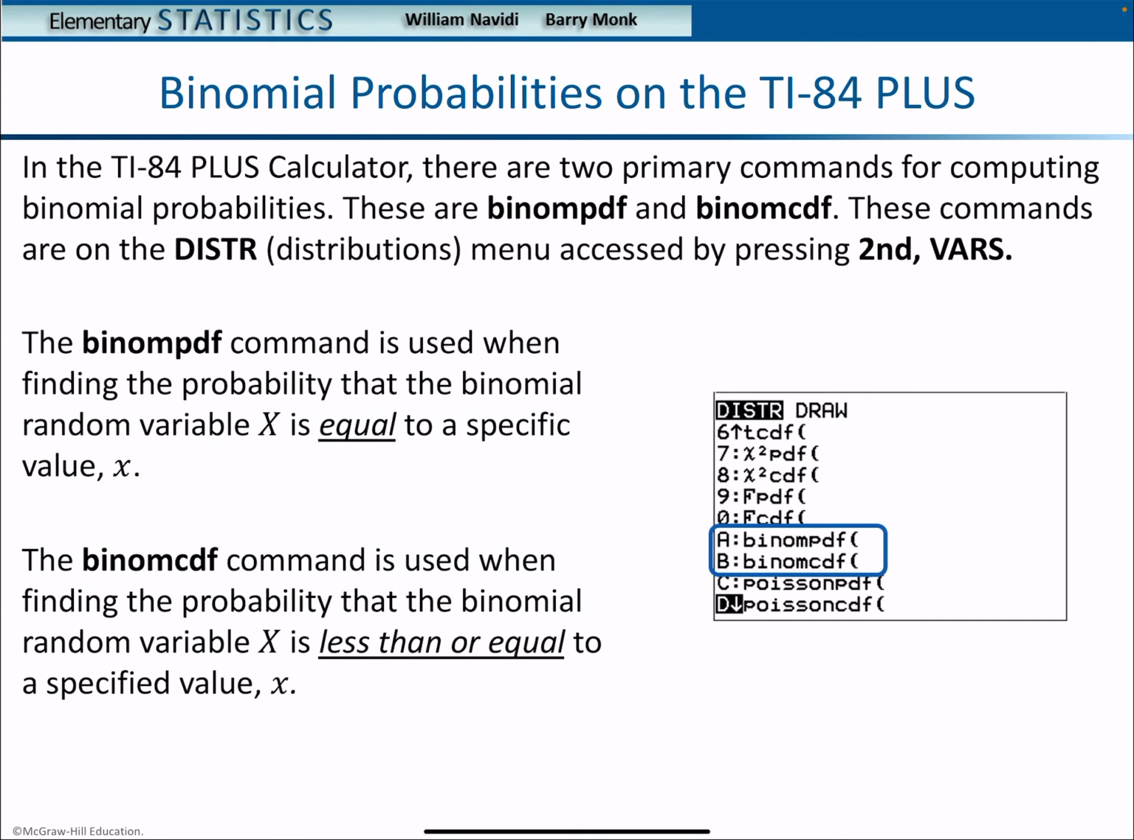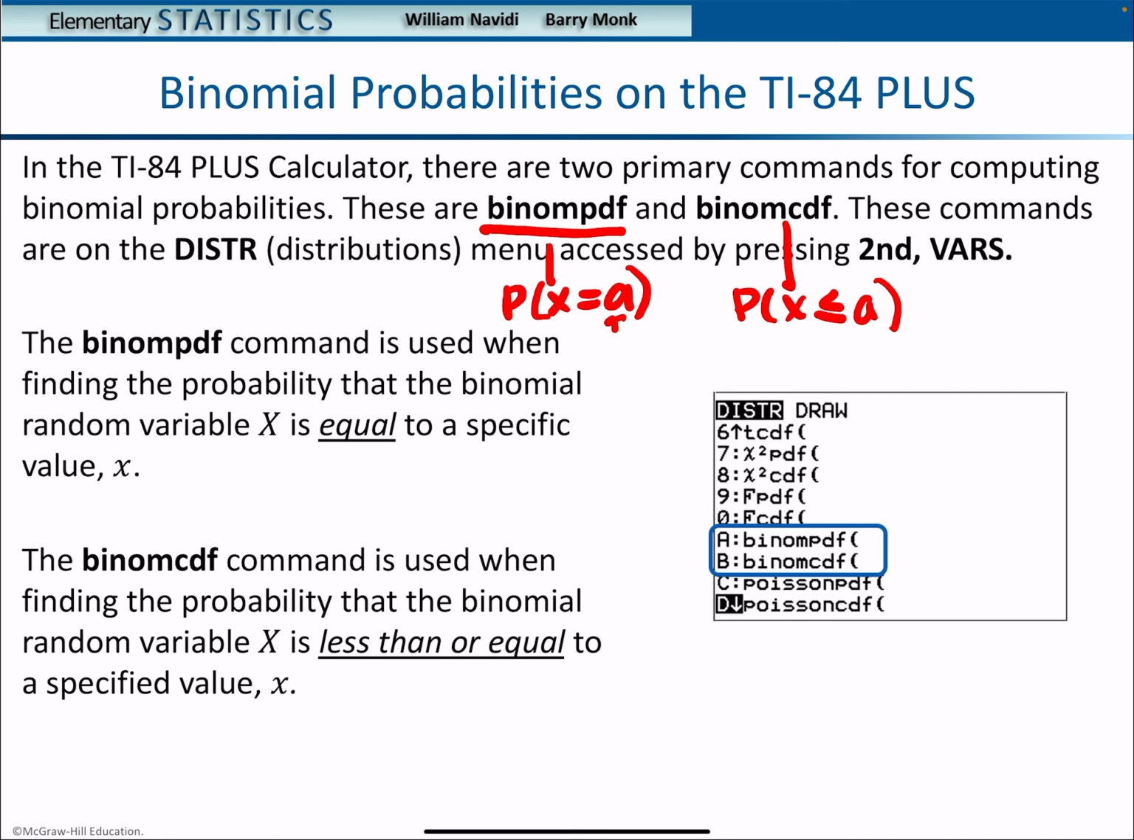All right, so here we go. In the TI-84 Plus, you have two primary commands. If you're doing binom PDF, that's when you're finding the probability of X equals a certain number. And binom CDF is if you're finding the probability of X less than or equal to some number. They use big X and little x, but that's fine. That's basically it.